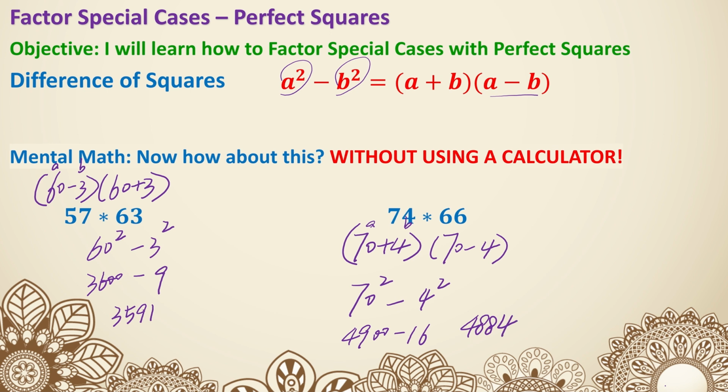Here are two more that you can try. Let's say you are working with 78 times 82. That's one you can try. Or let's say you're working with 45 times 55. There you go. So these are the two that you can keep trying.